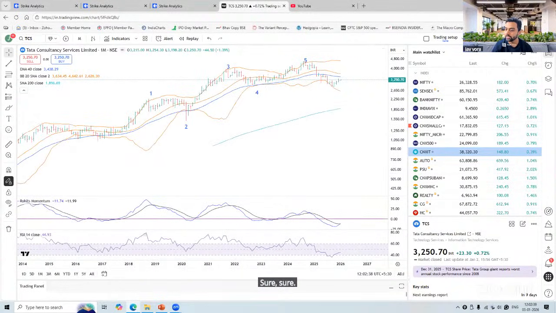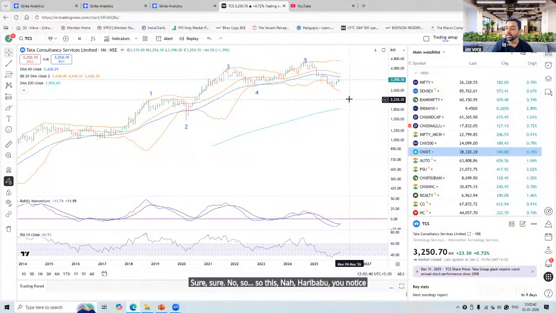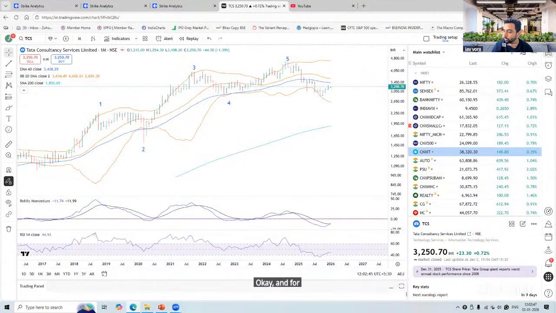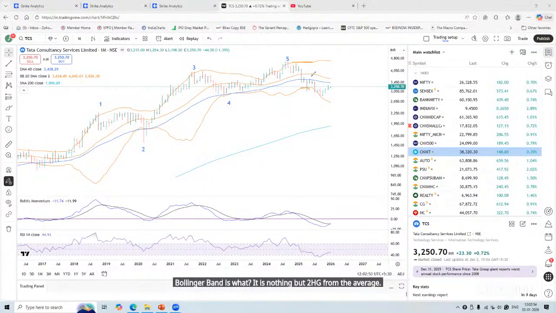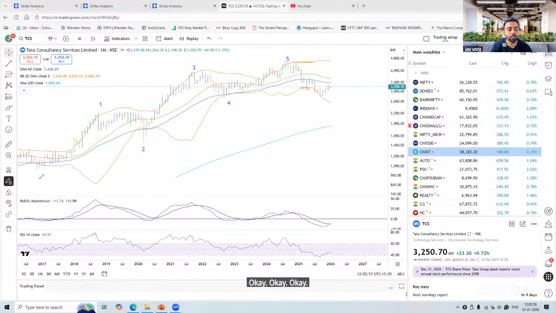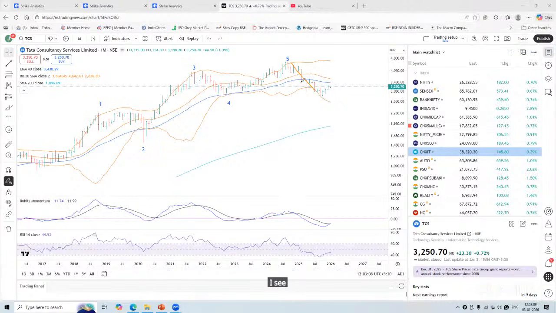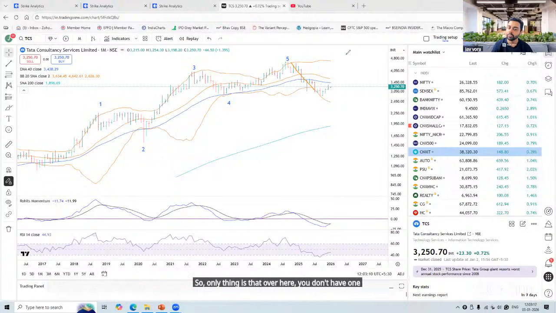You will find it helpful in range bound stocks. And for range bound stocks only, basically, you have Bollinger Bands. Bollinger Band is nothing but 2 SD from the average, but it's a rolling period average. So when it's towards the lower end, that means it's below its average and around its 2 SD line. The only thing is that over here, you don't have 1 SD, you have 2 SDs at the top and at the bottom.